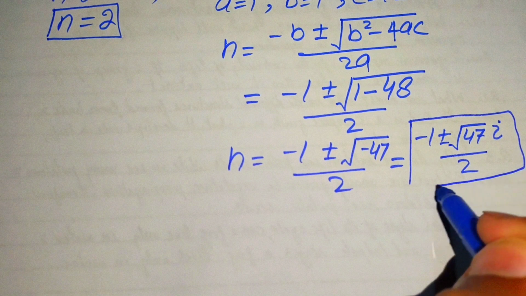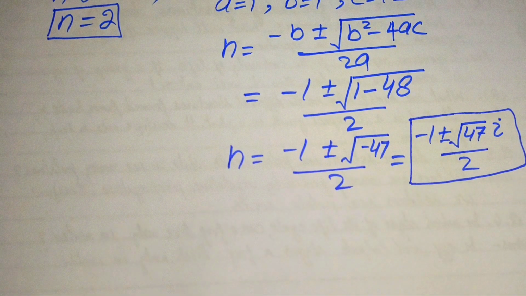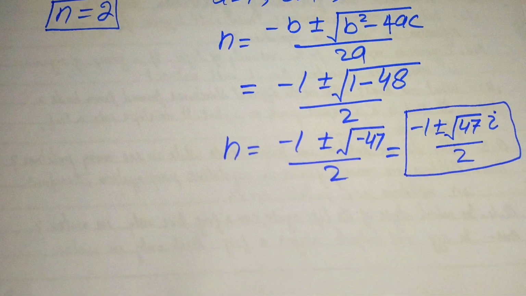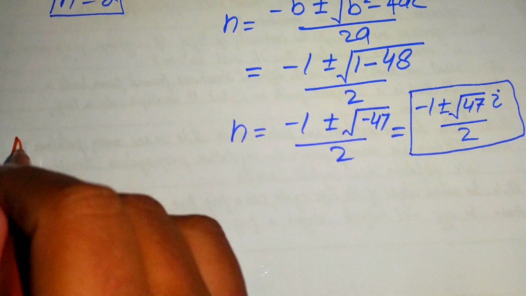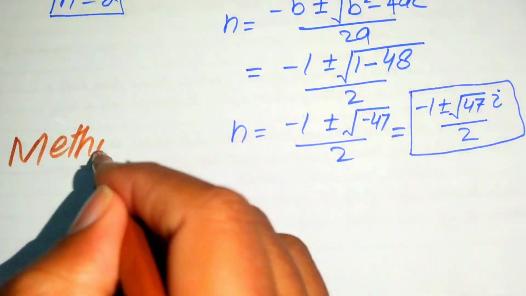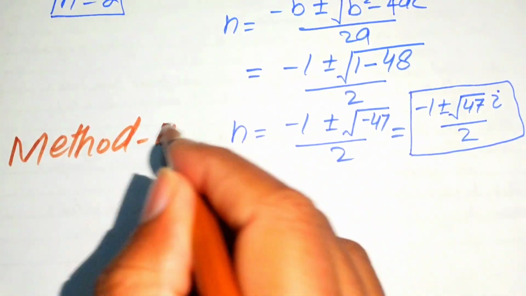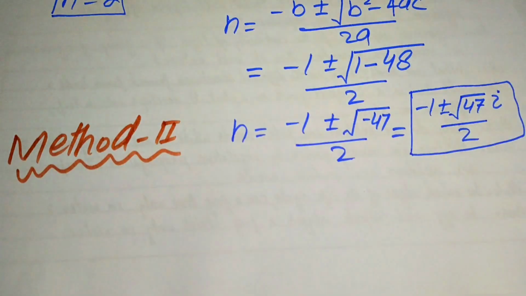So these are the other two complex roots of the given equation, and this is our first method. And now we move towards method 2. Here we solve this problem by using the second method.